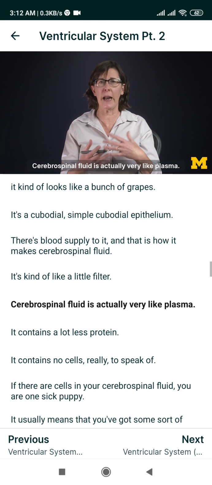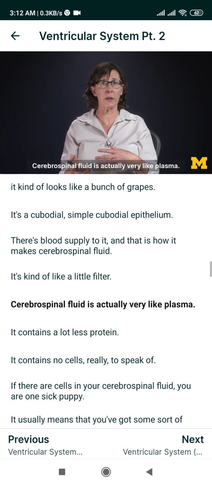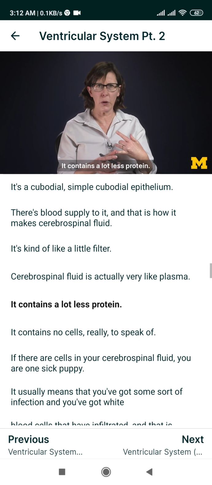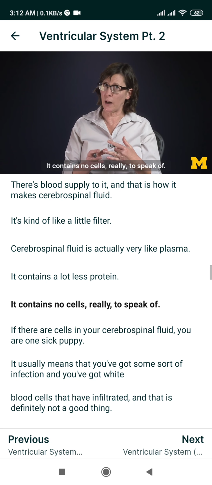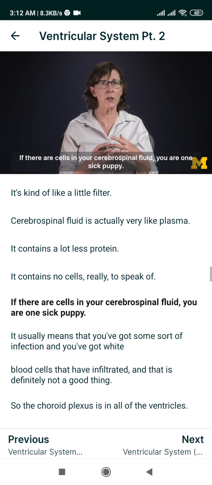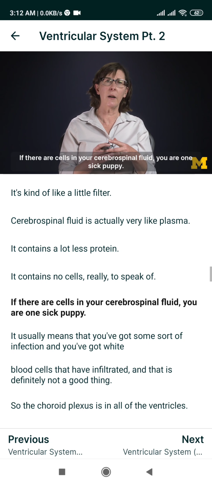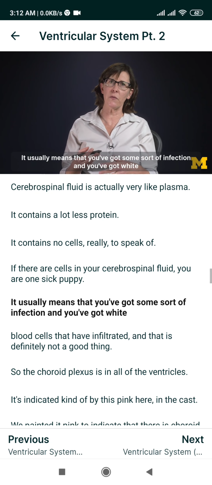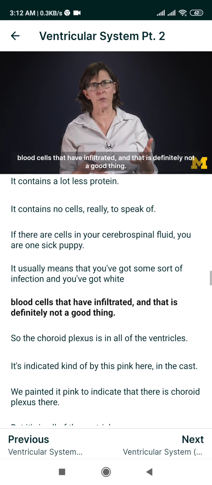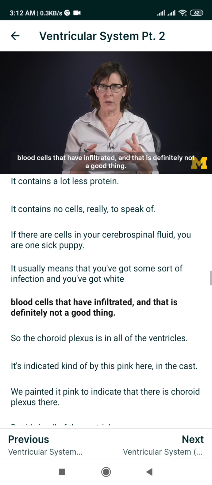Cerebrospinal fluid is actually very like plasma. It contains a lot less protein. It contains no cells, really, to speak of. If there are cells in your cerebrospinal fluid, you are one sick puppy. It usually means that you've got some sort of infection and white blood cells have infiltrated, and that is definitely not a good thing.